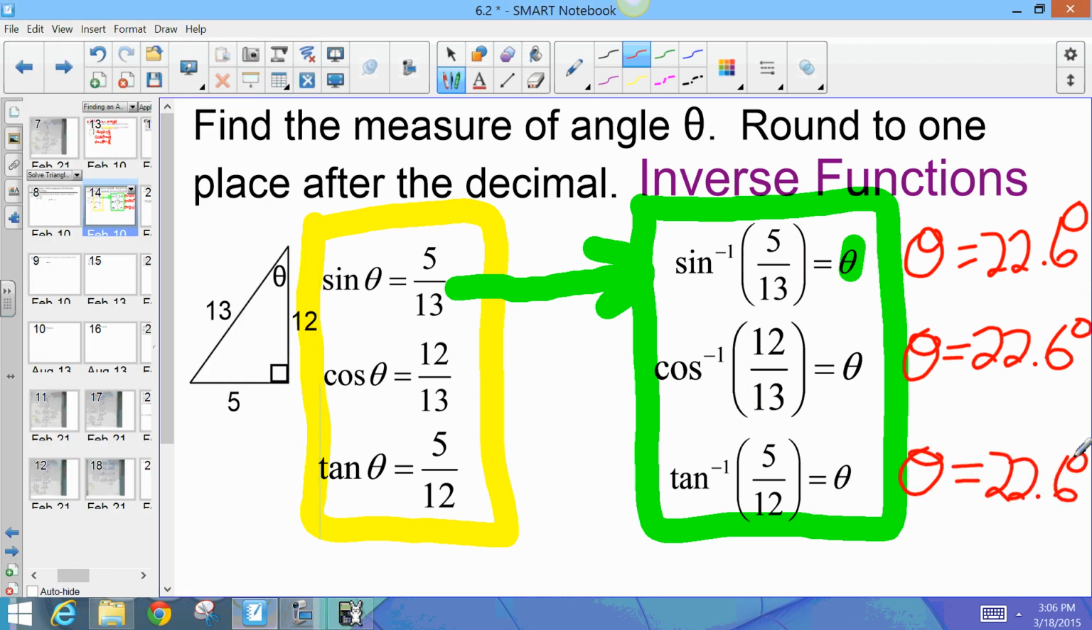So why am I doing all of this? The whole point of this is to show that no matter which trig function you pick, you're going to calculate the same value for the angle. So depending upon what's given is the trig function that you use.